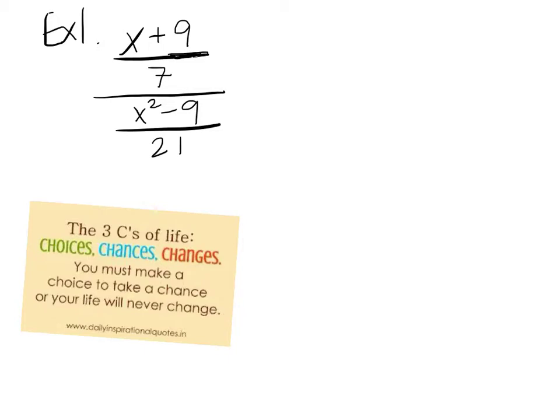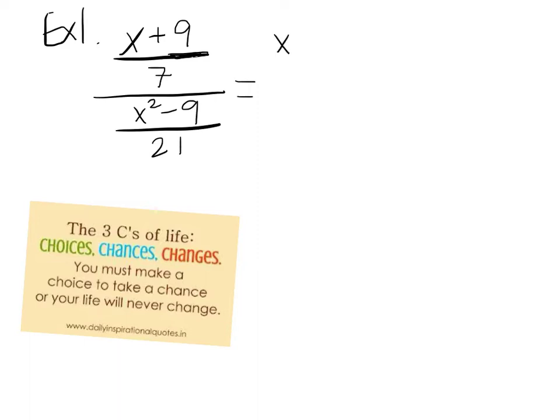Okay, so let's start with example 1. Go ahead and copy this example and make sure you have your marker ready. When you see me change to the red marker, please take out your marker. So the first thing I'm going to notice is that this is a complex fraction. It's a fraction divided by another fraction. So the first thing I'm going to do is rewrite it.